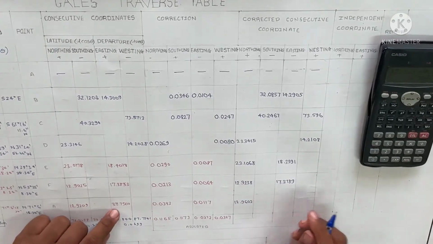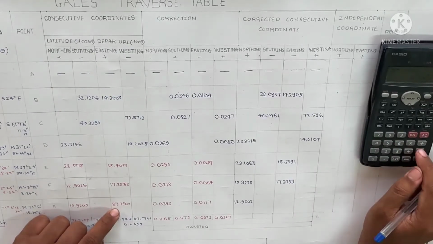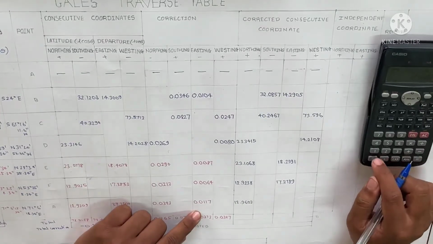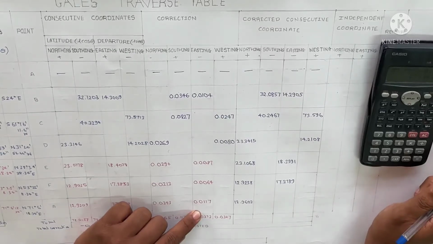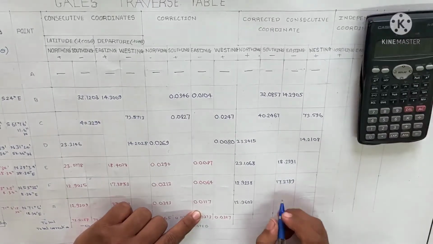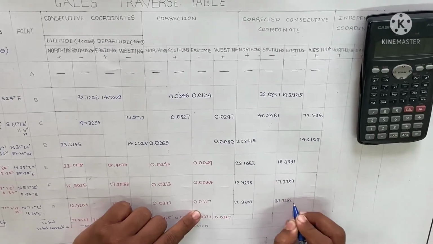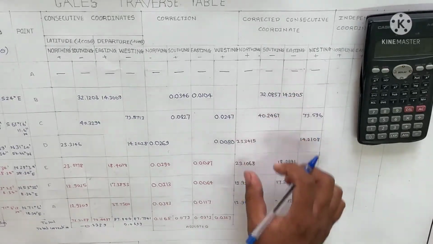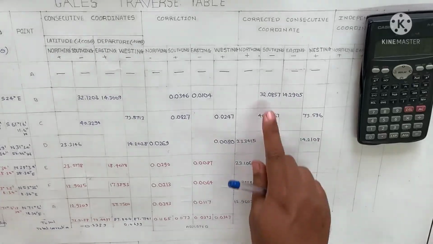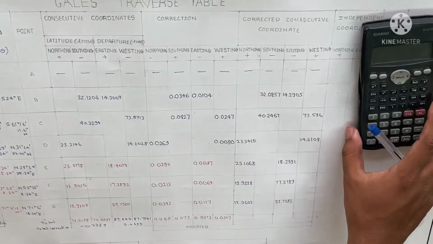And last station: 37.7500 minus correction 0.0117, which comes out to be 37.7383. So now we have calculated the corrected consecutive coordinates with the help of the correction. Whenever we do the addition, the summation of northing should come out to be the summation of southing, and the summation of easting should come out to be the summation of westing. Okay, so we'll check it.